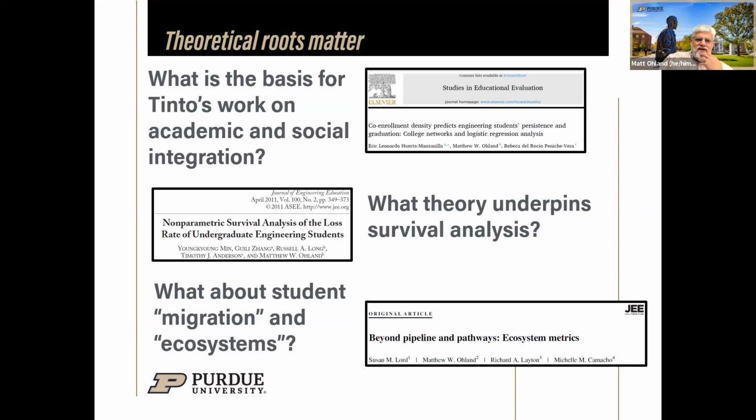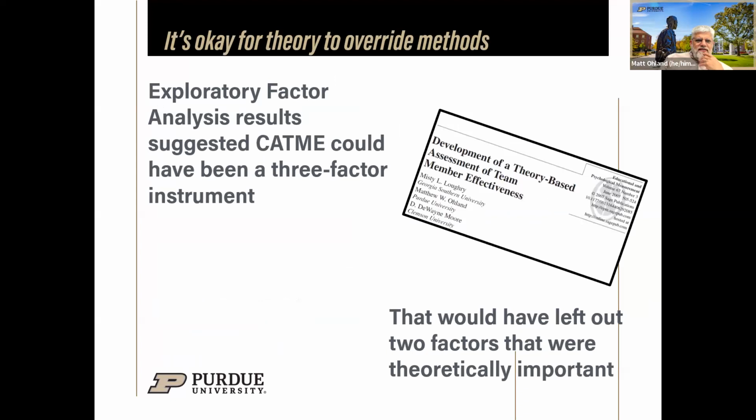Because clearly we left a lot on the table for what we could have done with ecosystems simply because of those choices that we made. So let me now switch to this: the importance of letting theory override methods.